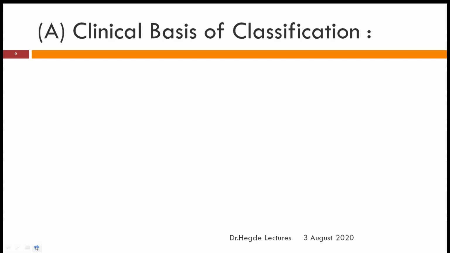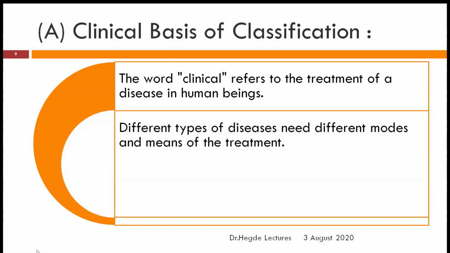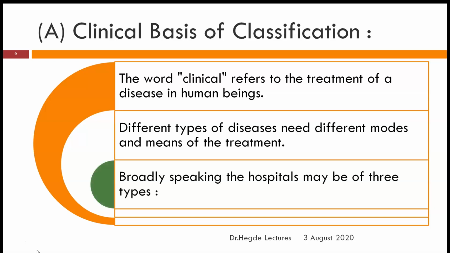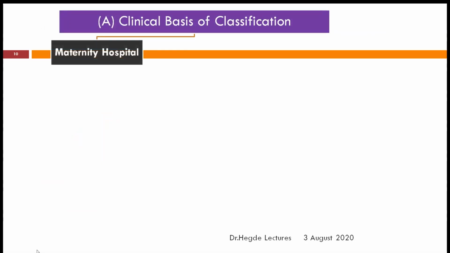Now let us understand the clinical basis of classification. The word clinical refers to the treatment of disease in human beings. Different types of diseases need different modes and means of treatment. So for different types of disease or infection you contract, we have to give different modalities of treatment. Broadly speaking, the hospitals may be of three types. In the clinical basis of classification, we are classifying into three types.